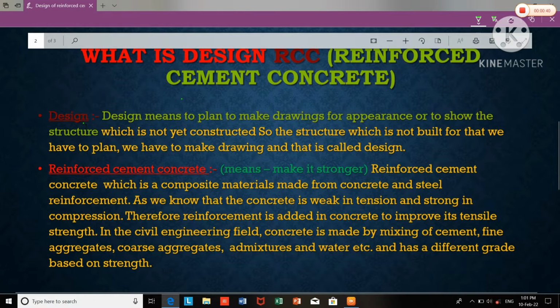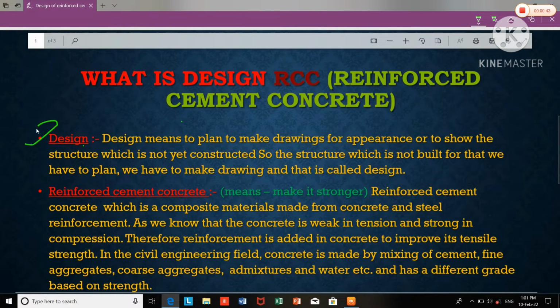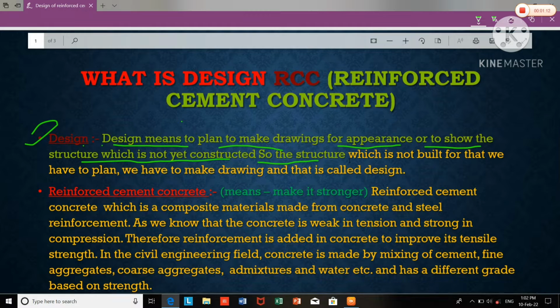First, we know design. What is design? Design means to plan, to make drawing for appearance, or to show the structure which is not yet constructed. So the structure which is not built, for that we have to plan, we have to make drawing, and that is called design.